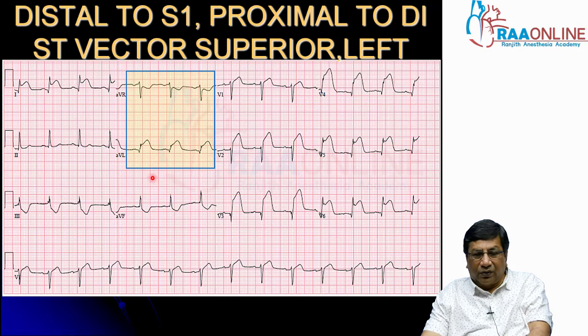We look at the ECG now and we concentrate on the ST segment elevation in V2, V3, V4. I told you, immediately look at the inferior leads. My inferior leads are showing significant ST segment depression. That means my injury vector is going superiorly.